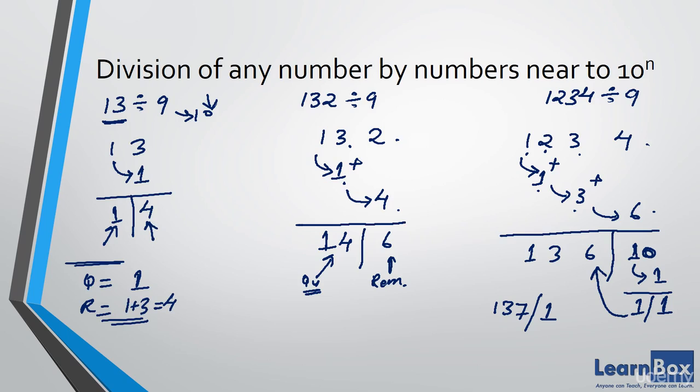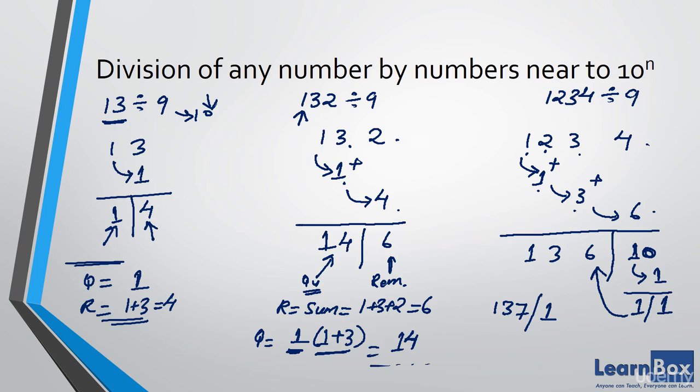For a 3-digit number, 132, the remainder again is the sum of the digits, which is 1 plus 3 plus 2 equals 6. And the first digit of the quotient will be the first digit of the dividend, which is 1, and the second digit of the quotient will be the sum of the first two digits, so 1 plus 3, which becomes 14.